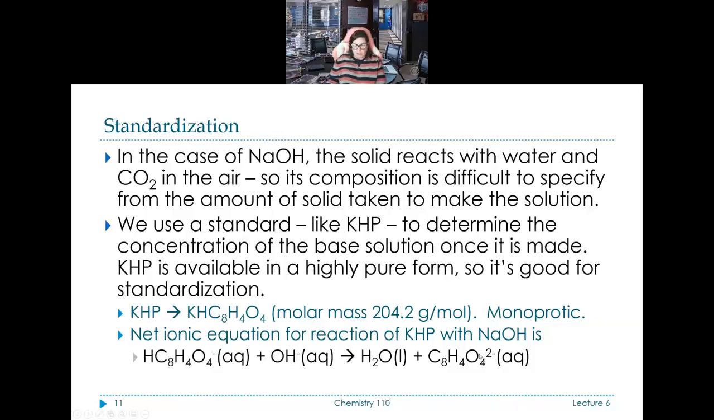It's a one-to-one relationship. So if I know what the concentration of the KHP is, then I can figure out what the concentration of the NaOH is. Okay, so that's what we're talking about for this. All right, awesome.